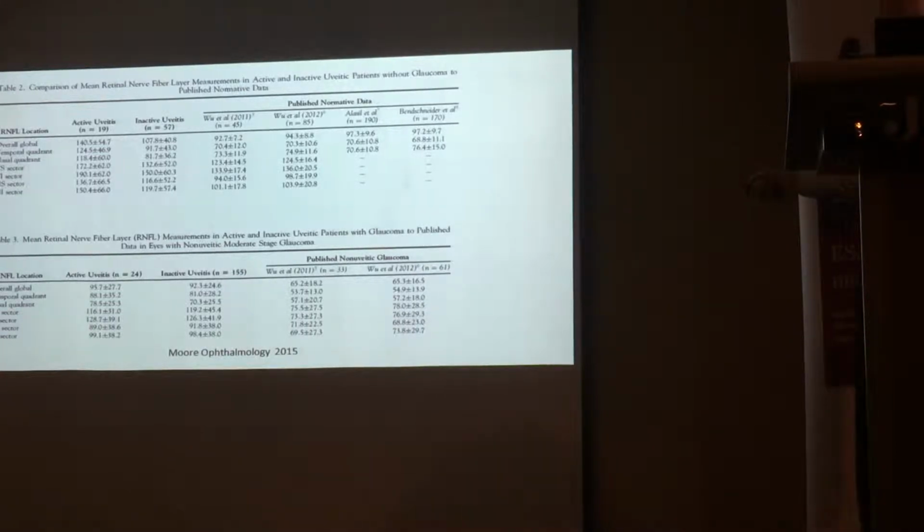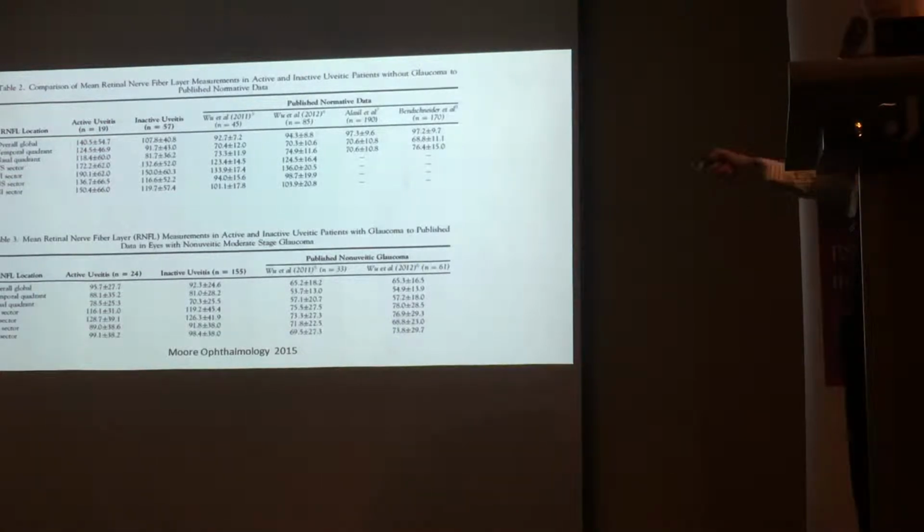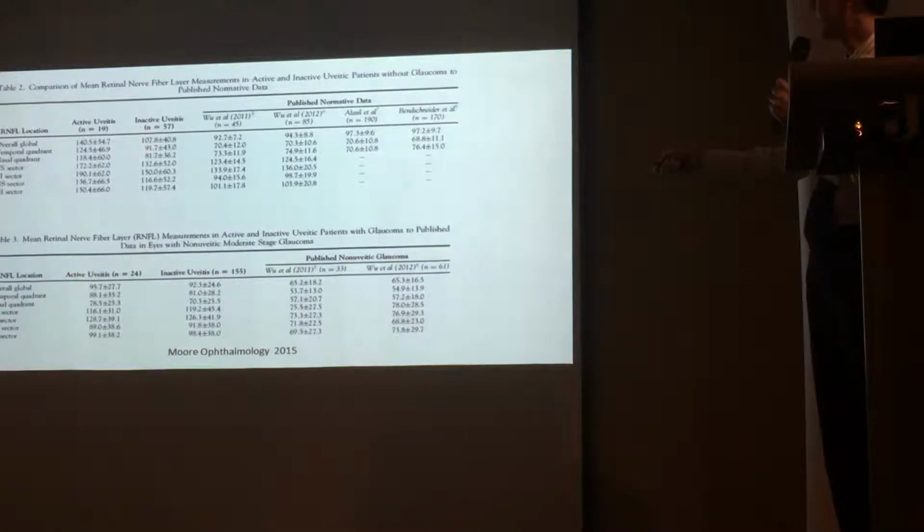So here are some papers. There's this one and then the next one as well. If you look at the first column here, this is active uveitis. Second column is inactive uveitis. Overall global RNFL for the active uveitis was 140. And then in inactive uveitis, it actually fell to 107. And in each of the different quadrants, you can see it's much, much less.